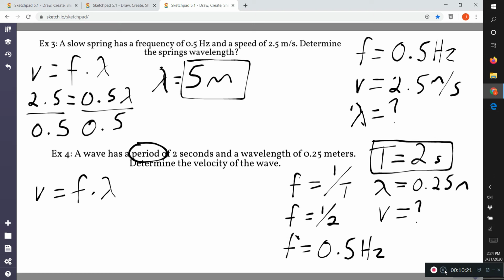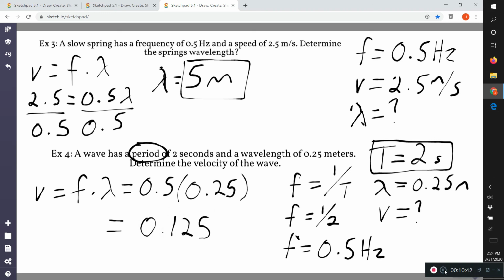Now I know my frequency, I know my wavelength, and so I can find my velocity. My frequency is 0.5 and my wavelength is 0.25. So we just do that multiplication. We come up with 0.125. Let's talk units briefly. So this is a velocity, so that'd be meters per second. That's a pretty slow wave.